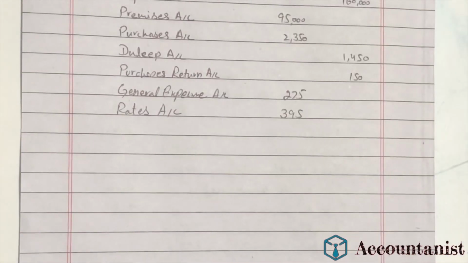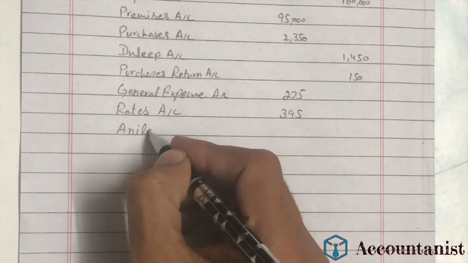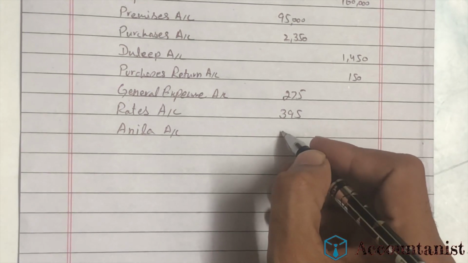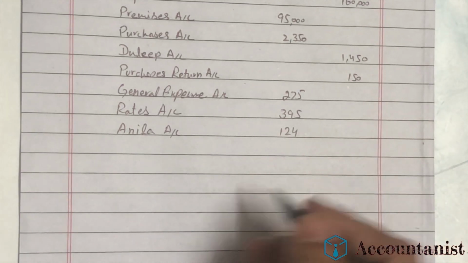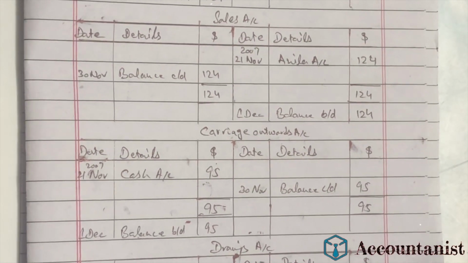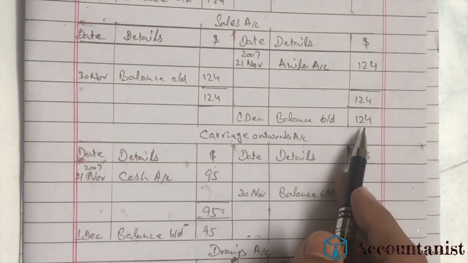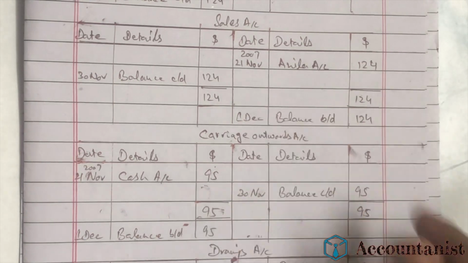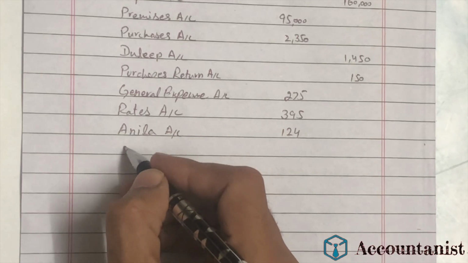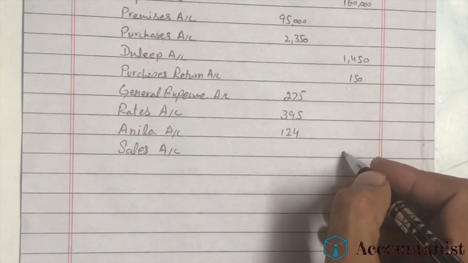So the next account is Anila account with the amount of 124 on debit side. Now the next account is sales account. Yes, the sales account, it has a credit balance of 124. During this period we only made sales to Anila, so the only one entry. So we'll write down here sales account, and it will comes on credit side 124.